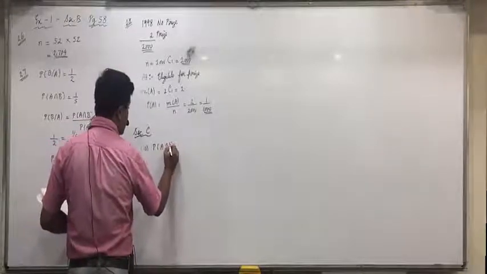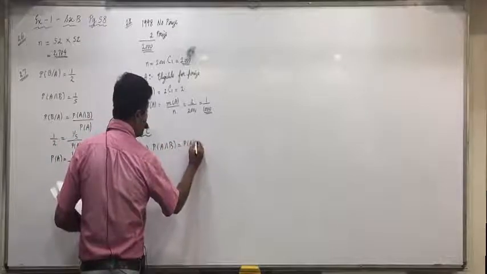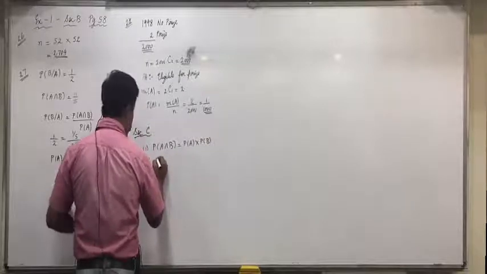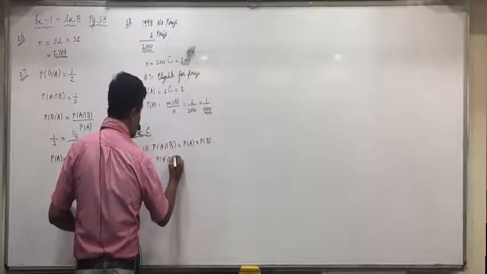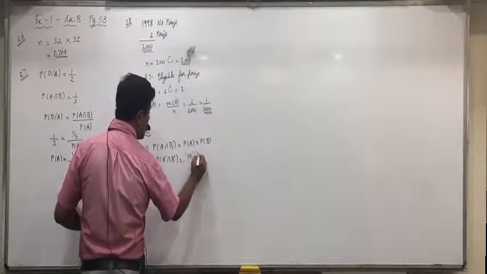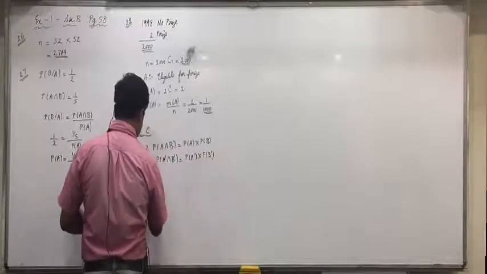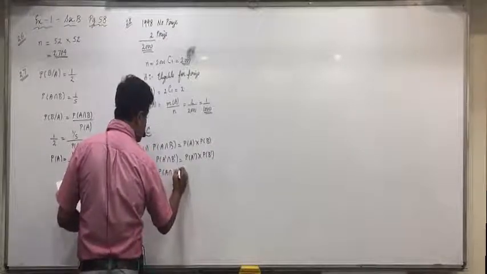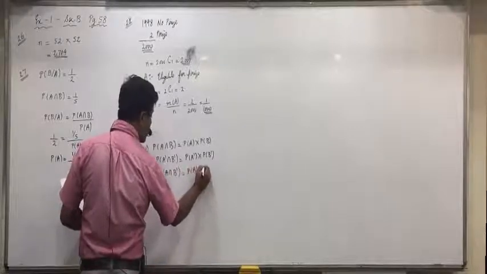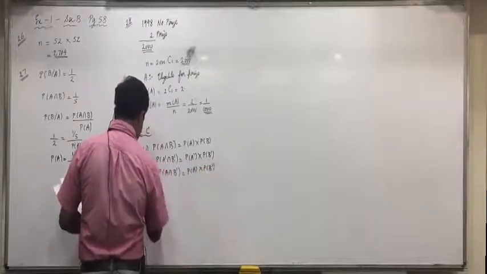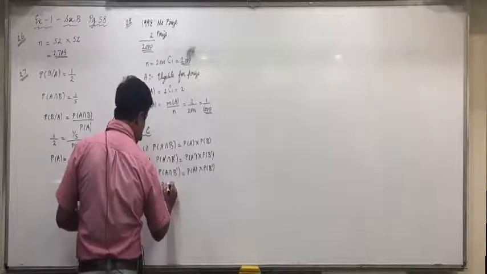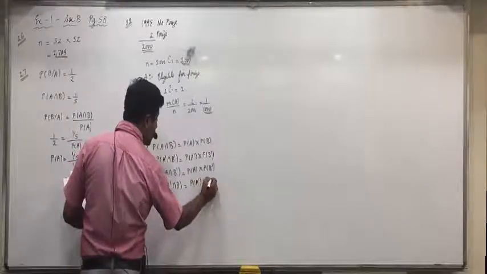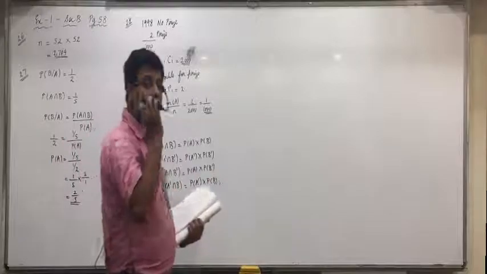P(A ∩ B) equals P(A) into P(B). Then P(A' ∩ B') is equal to P(A') into P(B'). Then P(A ∩ B') is equal to P(A) into P(B'), and P(A' ∩ B) is equal to P(A') into P(B). Are you all clear with it?